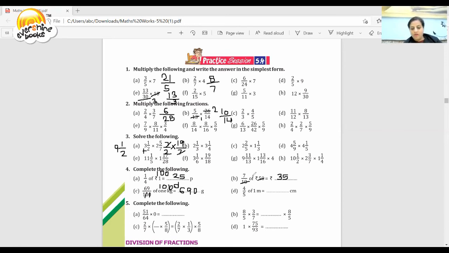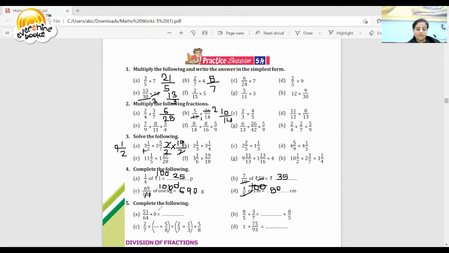4 upon 5 of 1 meter. But first of all, you have to make it centimeters. 5 twos are 10 and 0 0. But 20 and 8 fours are 80. So 80 centimeters will be the answer.